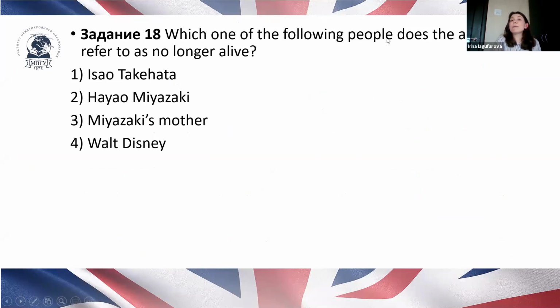So, which of the following people does the article refer to as no longer alive? The article referred to Yasao Takehata because it said "with the late Yasao Takehata," because he is dead, according to the information presented in the article. About Miyazaki's mother, we don't know. We know that she was ill and she recovered, but what about her now? We don't have any information. The article refers only to Yasao Takehata, by using the word the late. Well, so this is it.